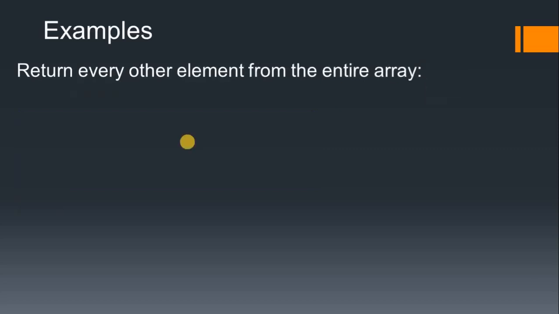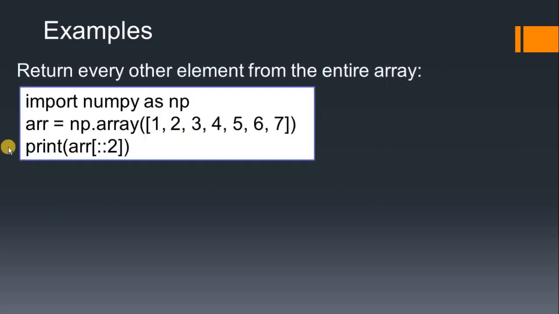Next example, return every other element from the entire array. Here we don't have start and end. We are directly providing step value 2. That's why here we have two colons. It starts with the beginning, that is 1. Then it will skip a value, then take 3. Then it will take 5. Then it will take 7. In this way it will skip one value and it starts from the 0 position.